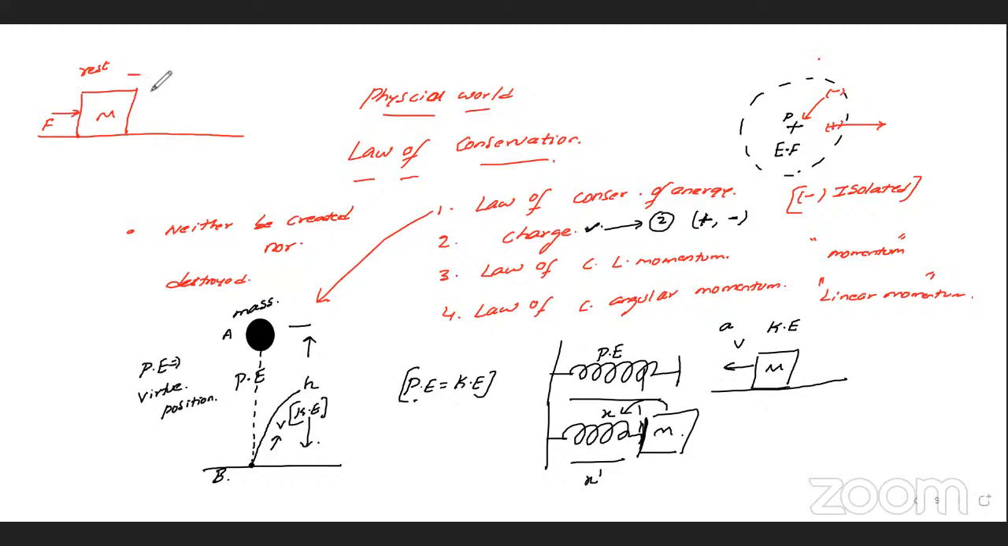So we call it momentum. Something which has its own mass and gains some velocity has momentum. Momentum P is equal to mass into velocity. And when it is traveling in a straight line, we call it linear momentum.